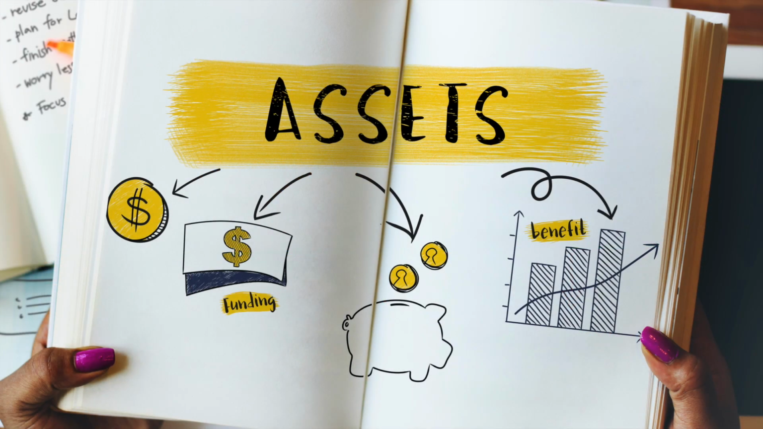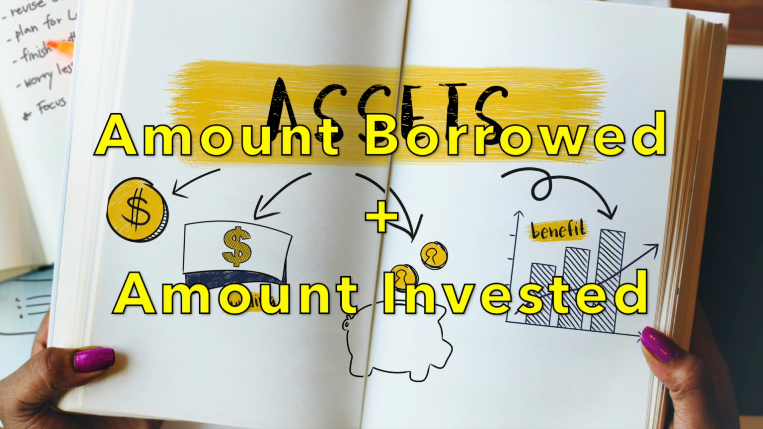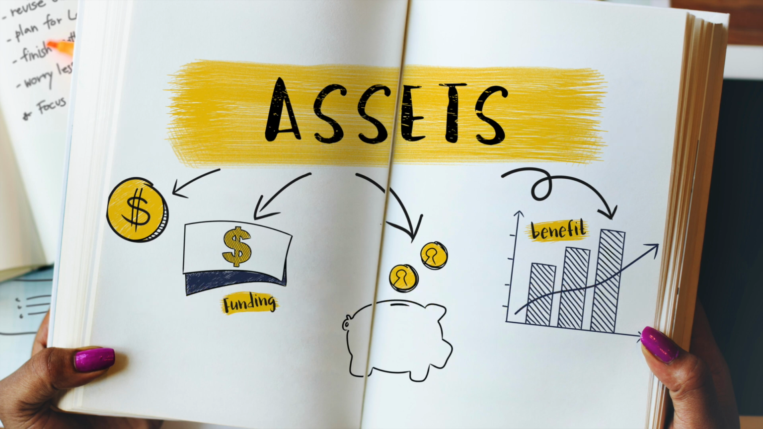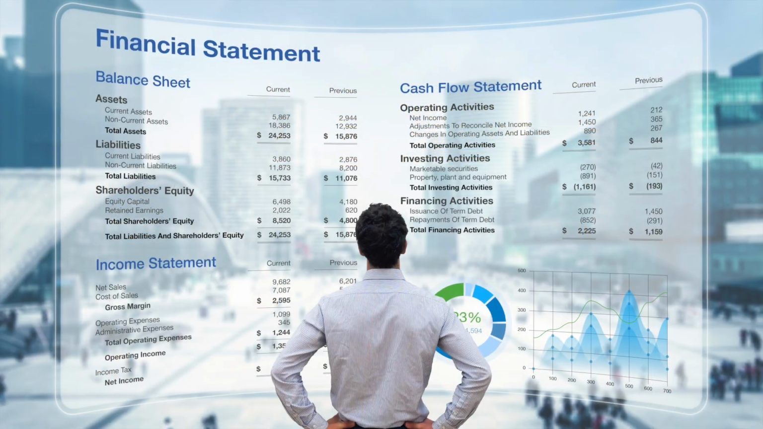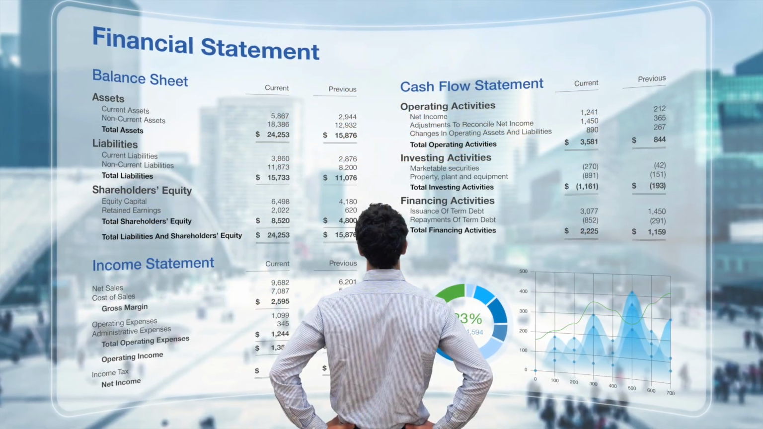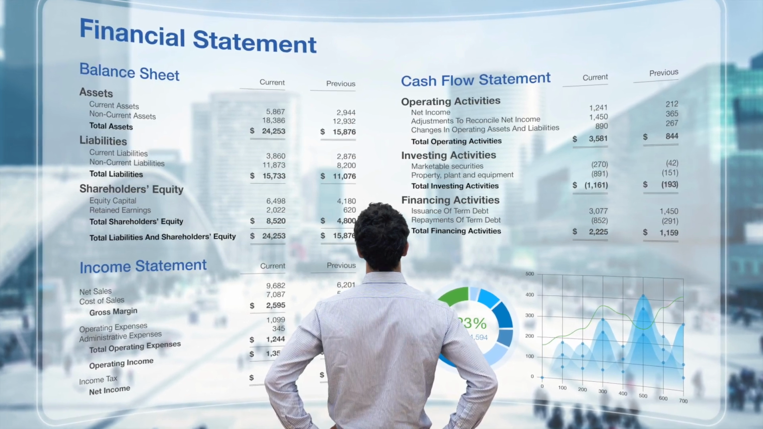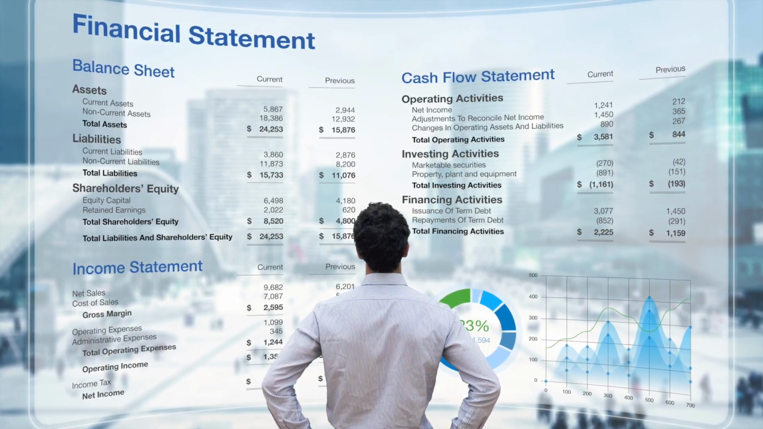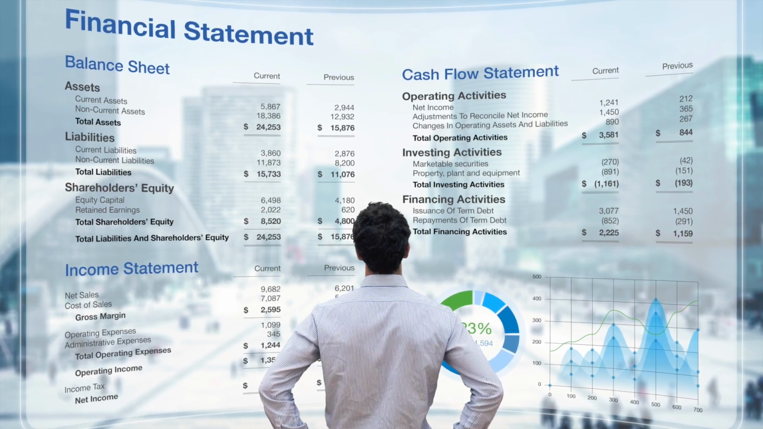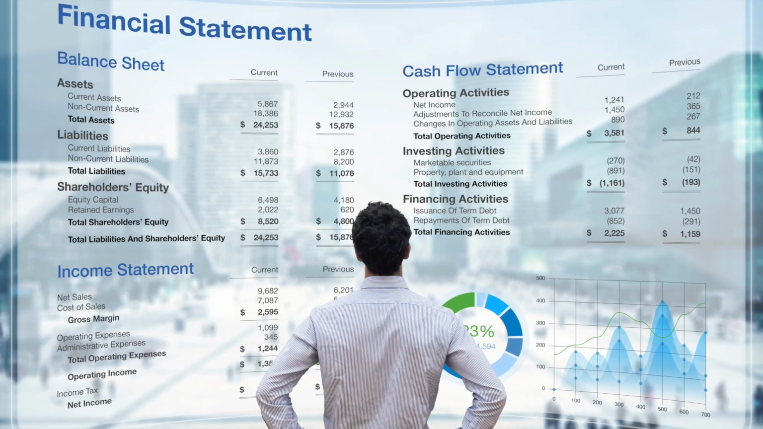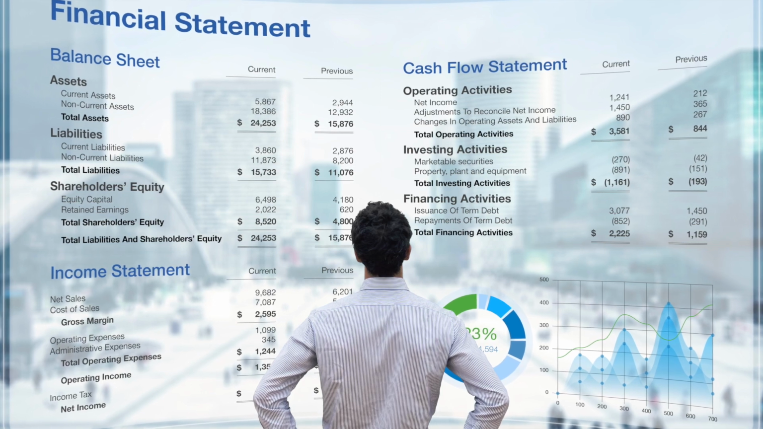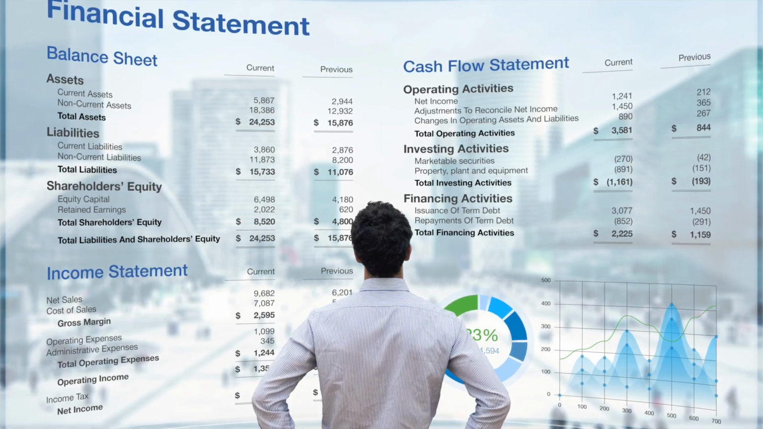Total assets always equal the amount of money borrowed plus the amount invested by owners and investors. These figures should always add up on the balance sheet. Balance sheets are related to other financial documents. For example, income statements record the money a company makes and spends over an accounting period, such as 1 year. Income and expenditures will change the numbers on the balance sheet.